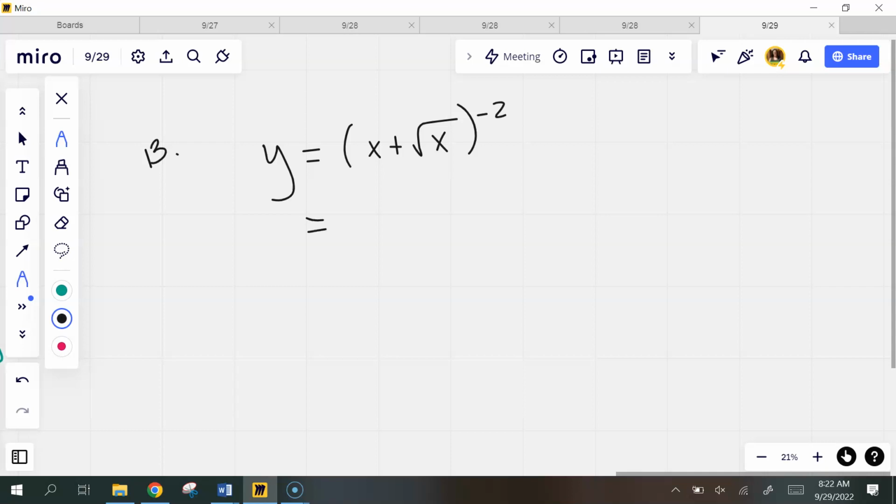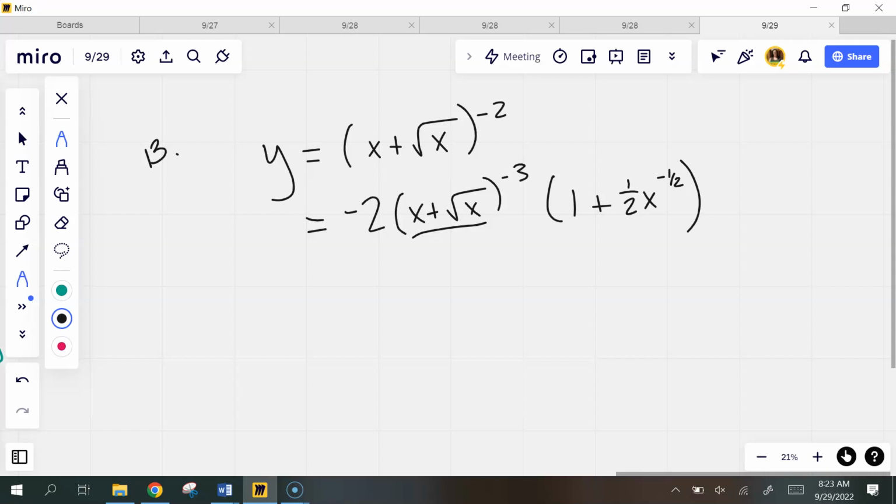All right, so I'm going to do power rule first. Everybody okay there? But then I need to chain it, so I need the derivative of the inside. What's the derivative of x? 1. What's the derivative of the square root of x? Y'all okay with that?